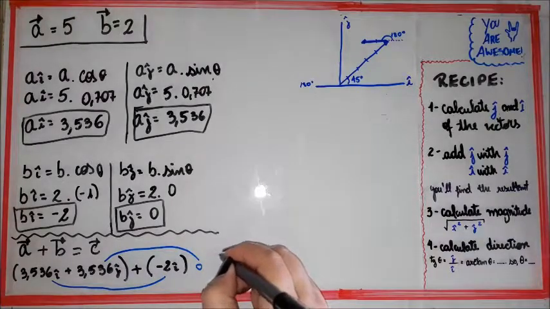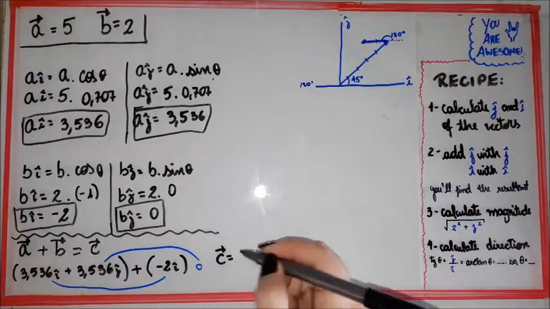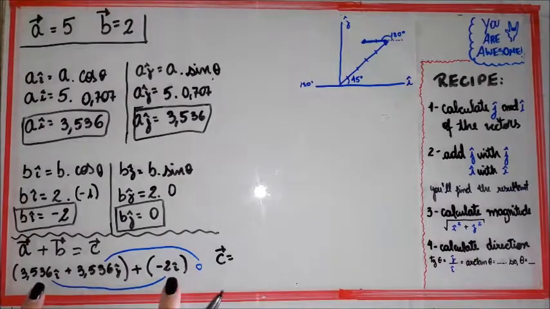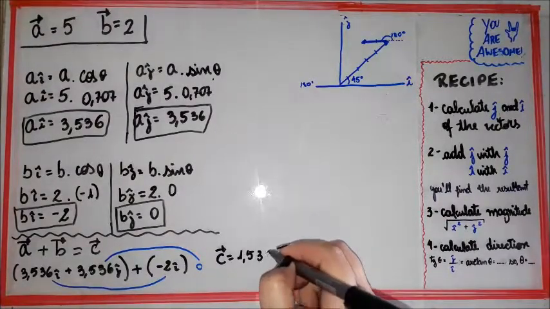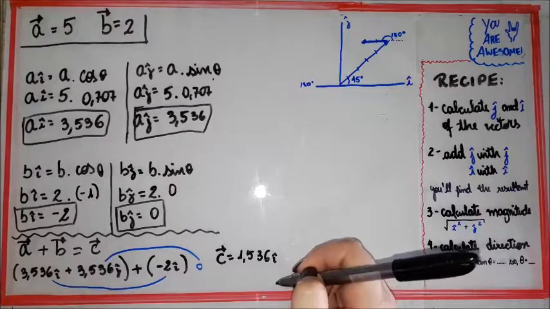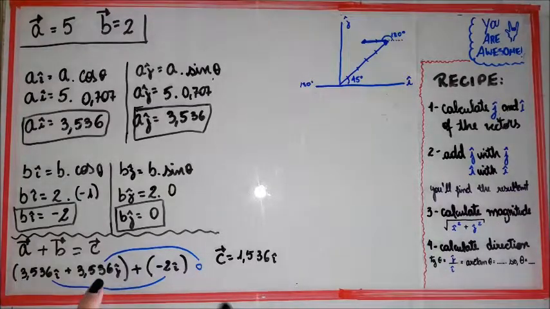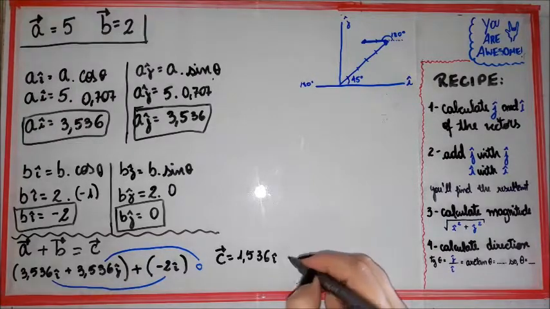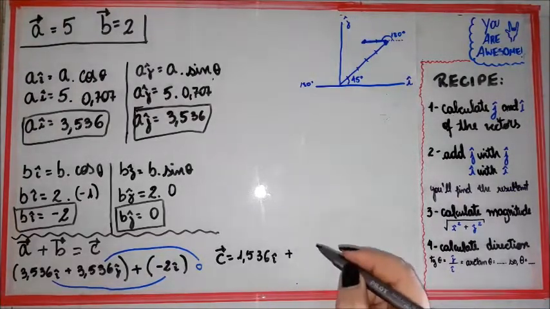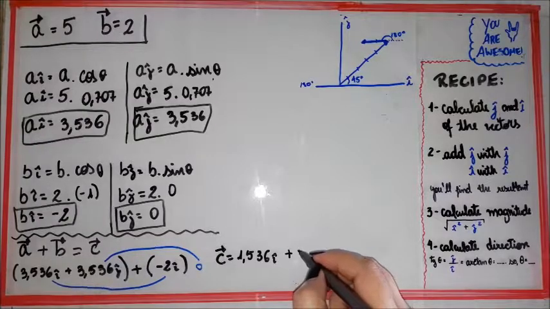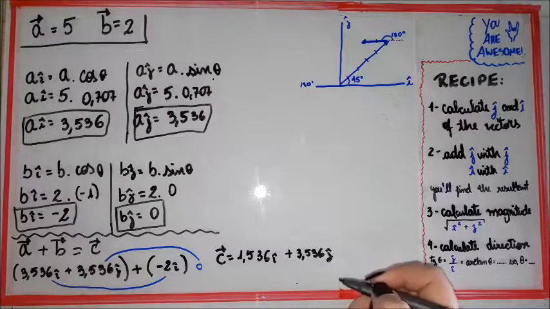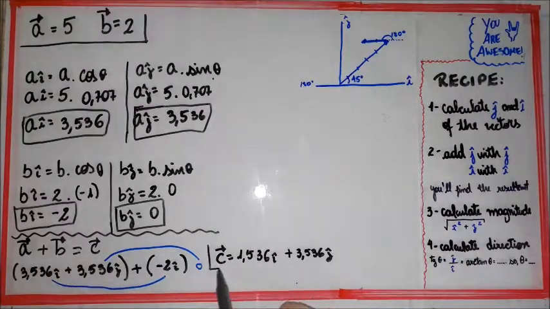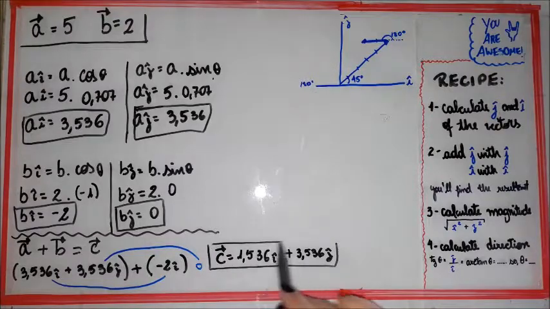So vector C is equal, this one with this one, we're going to have 1.536 i hat. And this one with 0 is equal to this one. Okay, this is the vector C.